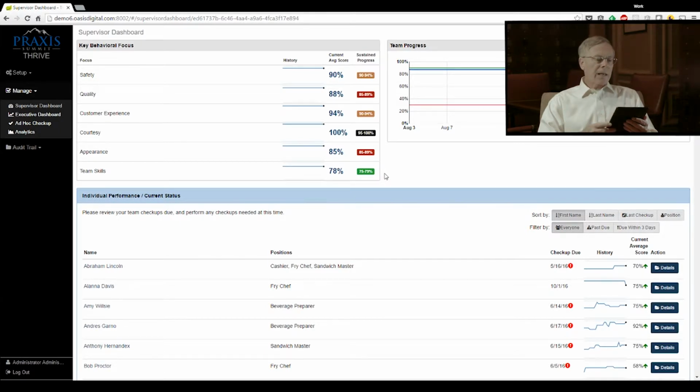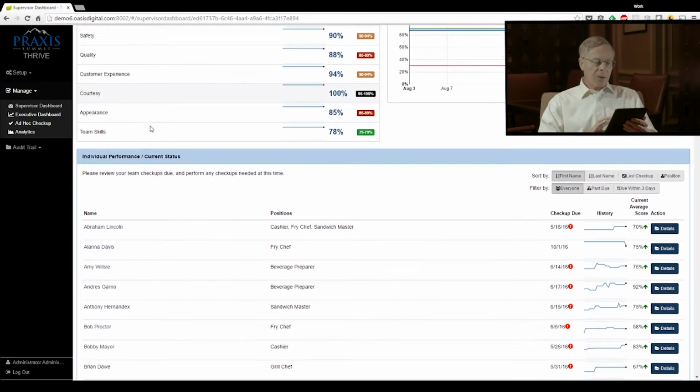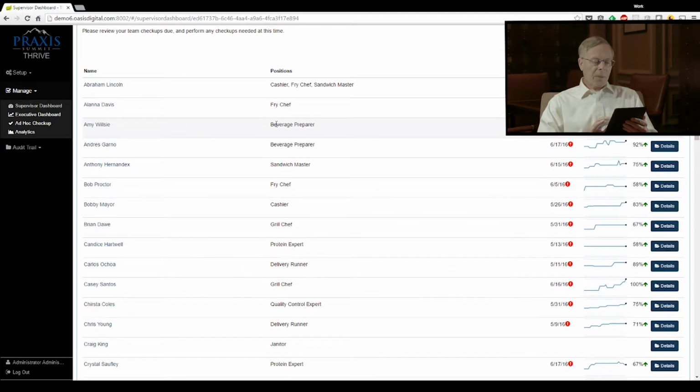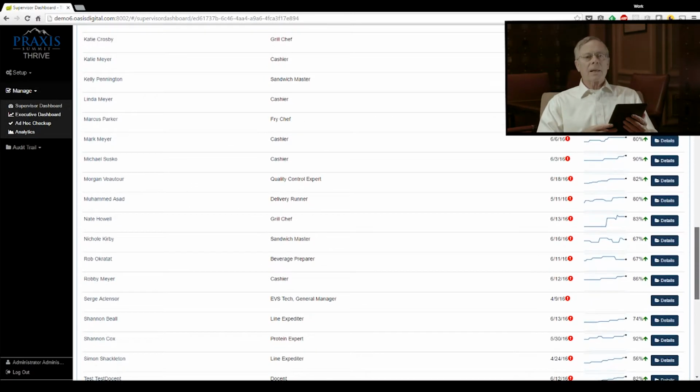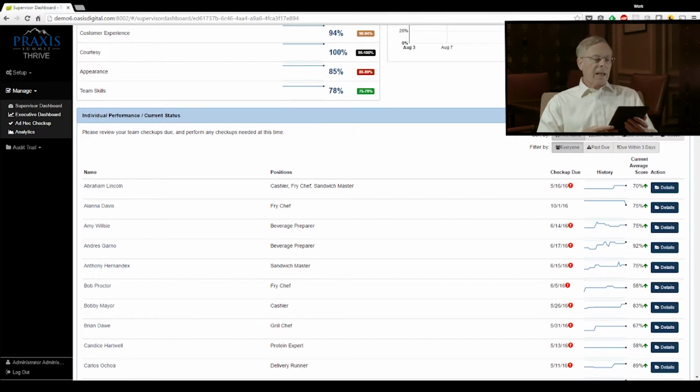Now, normally a supervisor would pull this up, take a quick look at how the team's doing, possibly gain some area they want to focus on, and then they would see every employee that reports to them, by name, by position. There are indicators on the screen that checkups are due, and the history of the checkups. There's a little spark line to show exactly whether they're trending up, whether they're trending down, their last average score.